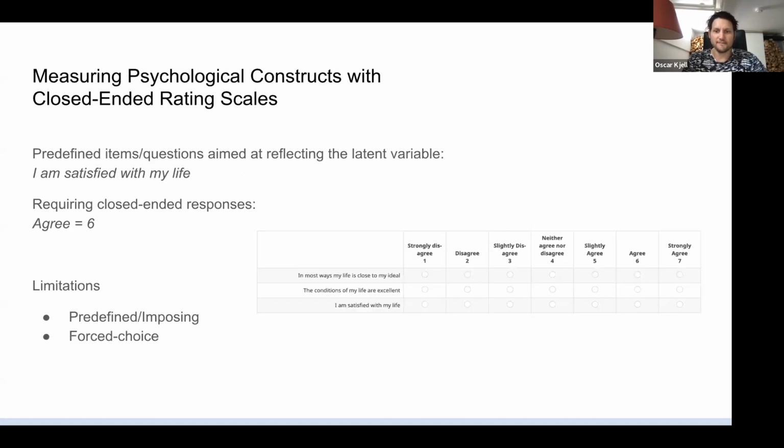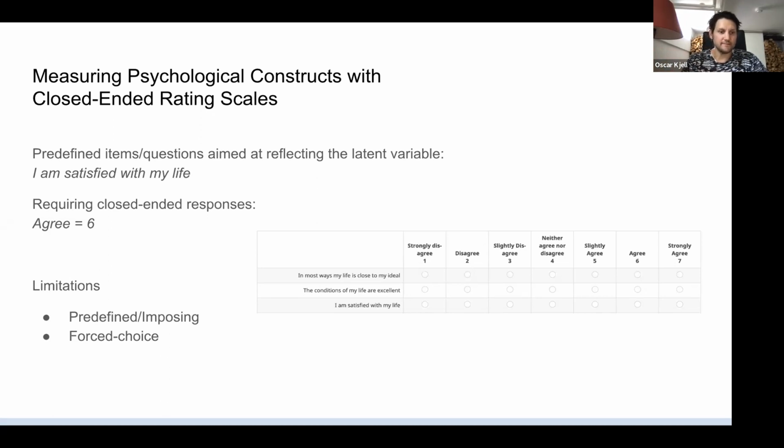Yeah, so to start with, we have the traditional rating scales that you can find almost everywhere in psychology, and they comprise predefined items or questions aimed at reflecting the psychological construct that you want to measure. One such example is "I am satisfied with my life," which is from the Satisfaction with Life Scale. And this item is then coupled with a rating scale that the respondent is required to answer. So here it ranges from strongly disagree to strongly agree.